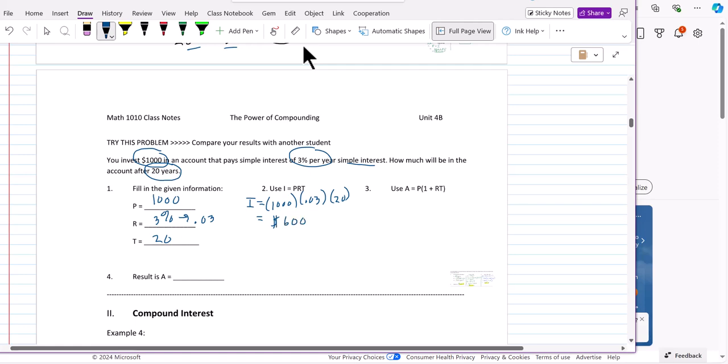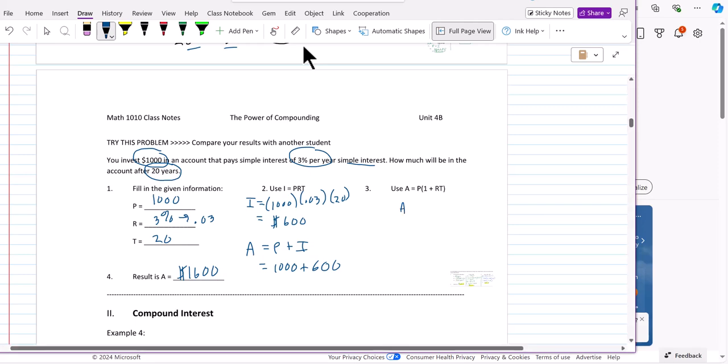Now, you can do this like this. If you want to get A, you can just do the principal plus the interest. You can bypass that formula every time if that's what you want to do. So the principal is 1,000. You add on the interest, and you're going to get a total of $1,600. That A represents how much is in your account after the interest accumulates.